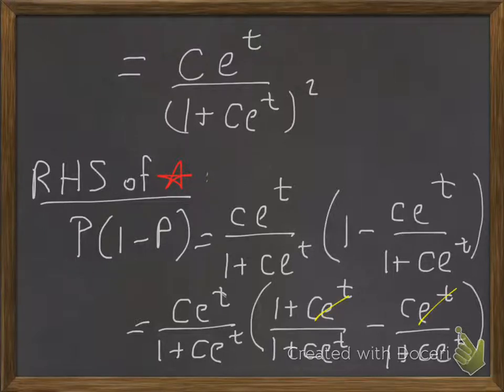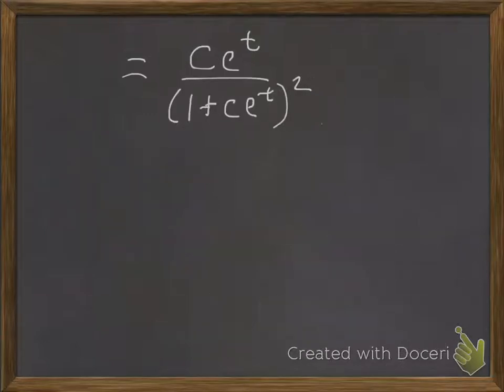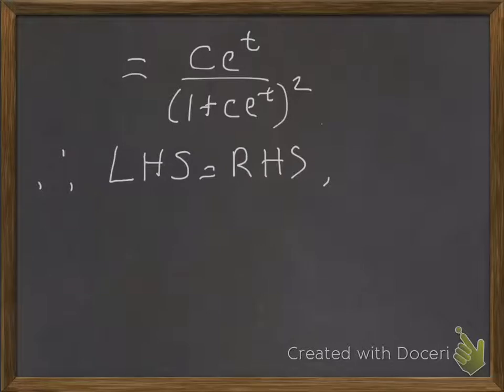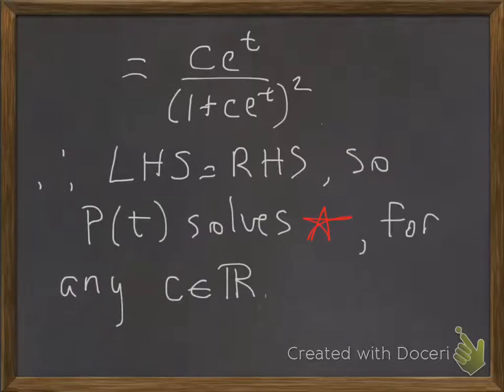So what am I going to be left with? I'm going to be left with c e to the t over (1 plus c e to the t) quantity squared. And that should look awfully familiar, because that was the same quantity that we got when we simplified the left-hand side. So what we see is the left-hand side equals the right-hand side, and my conclusion is that p of t solves my differential equation for any c in the real numbers. So for any value of c, p of t gives me a solution.